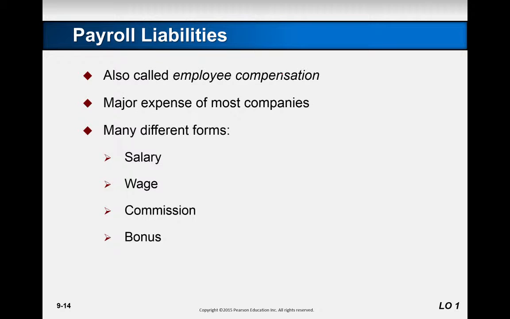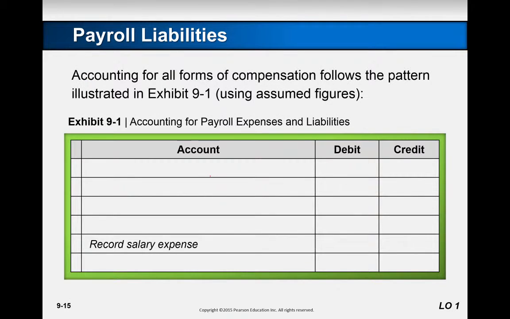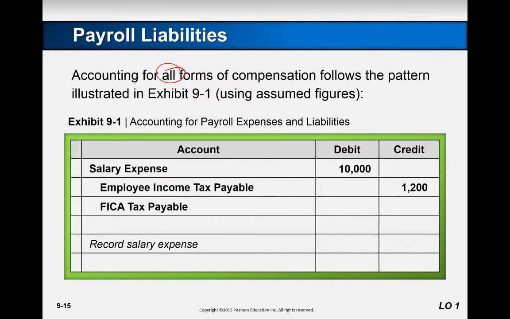So payroll liabilities are also considered part of employee compensation, and basically you have salary, wages, commission, and bonus. You can get paid for several different things. So now when you're accounting for all forms of compensation, you basically have to record your total salary expense, and then you record all of your payroll taxes.